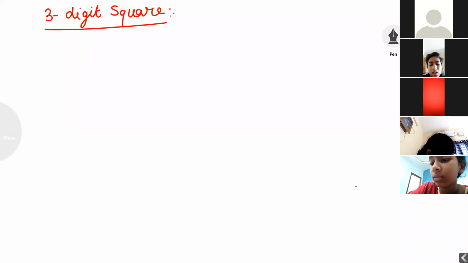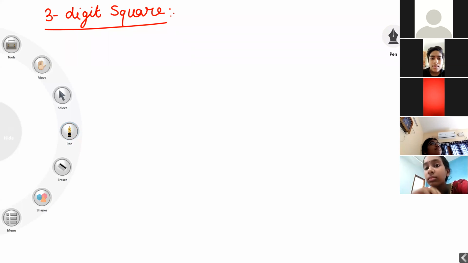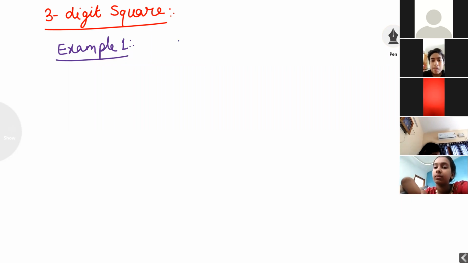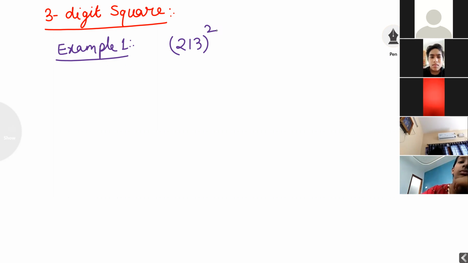How to find a 3-digit square? I am writing the first example. Students, concentrate, don't write anything. I am going to explain the square of a 3-digit number. Don't write, first concentrate here. The first number I am taking is 213 whole square. I want to find out 213 whole square.